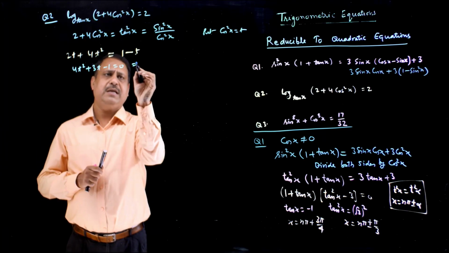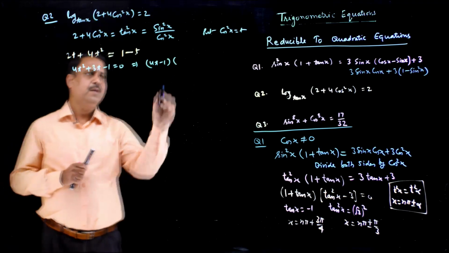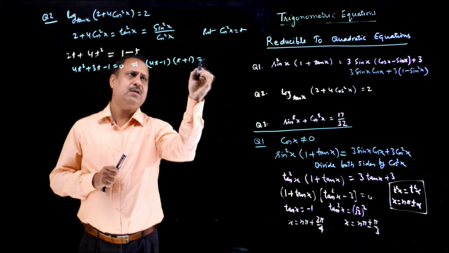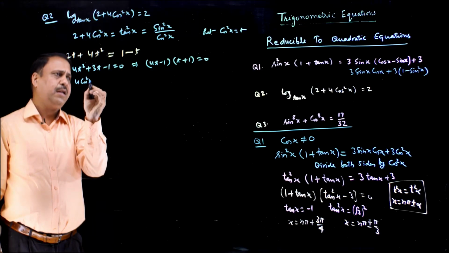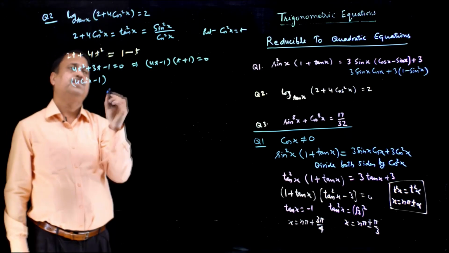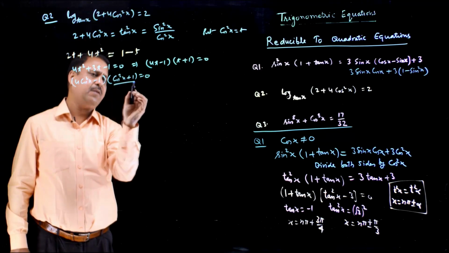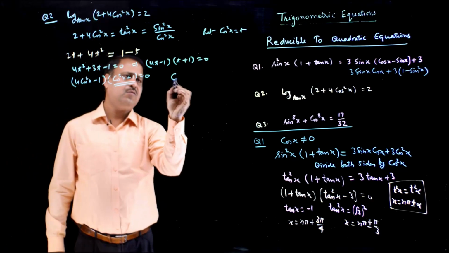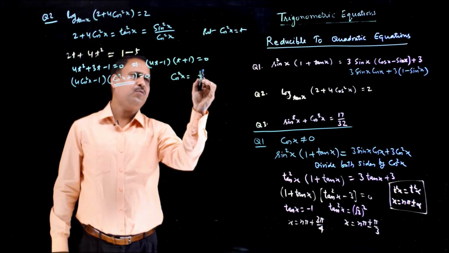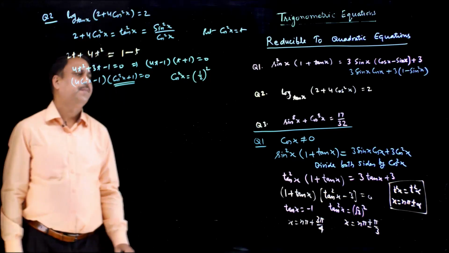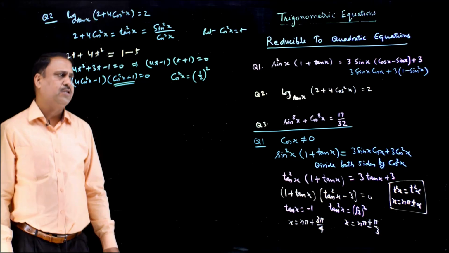So this gives me (4t minus 1)(t plus 1) equal to 0. If I put the values, (4 cos square x minus 1)(cos square x plus 1) is equal to 0. This can never be 0, so only cos square x is equal to 1 upon 4, that is 1 upon 2 whole square, because this cannot be 0. Cos square x is equal to 1 upon 2 whole square.